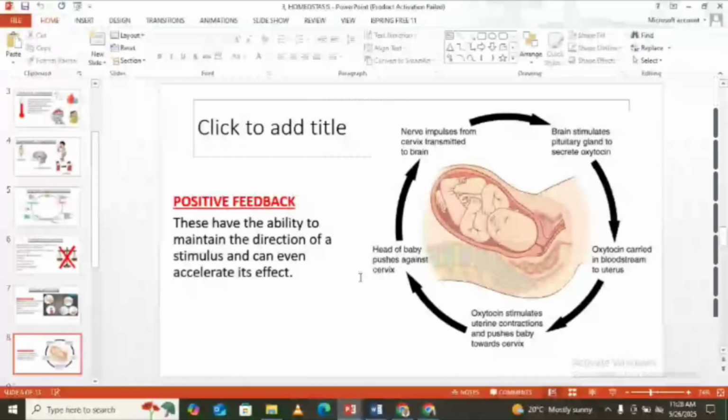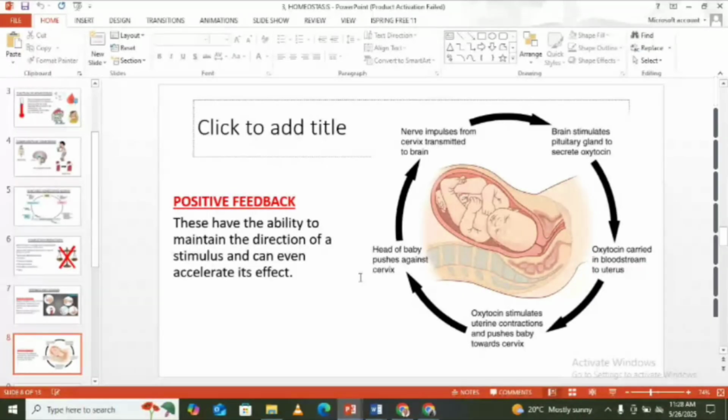Usually, we have two cardinal examples we use in the positive feedback system. One of them is during childbirth, during labor. You see now, once the baby starts to push against the cervix, the brain will be triggered. That means the receptors will sense that childbirth is about to take place, and send that to the brain.